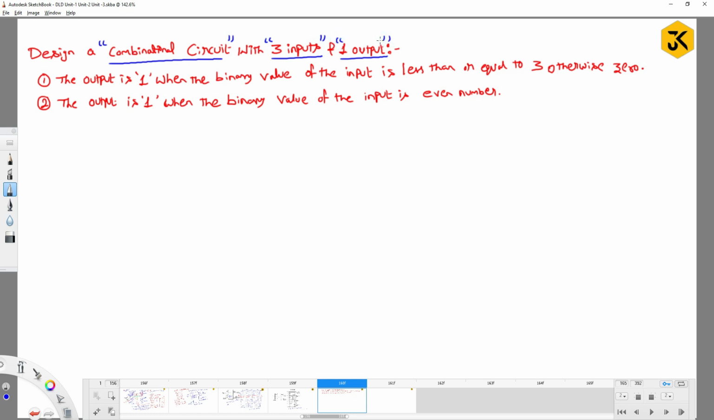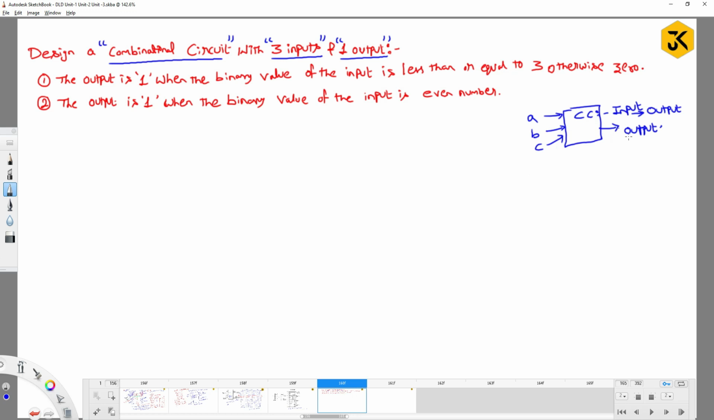Guys, you know the meaning of combinational circuit: it produces the output based on the present input. We can simply call it a combinational circuit, right? So this combinational circuit is going to take 3 inputs. Let us assume that the inputs are A, B and C, and this combinational circuit is going to process them and produce one single output. That is what they are trying to say to us.